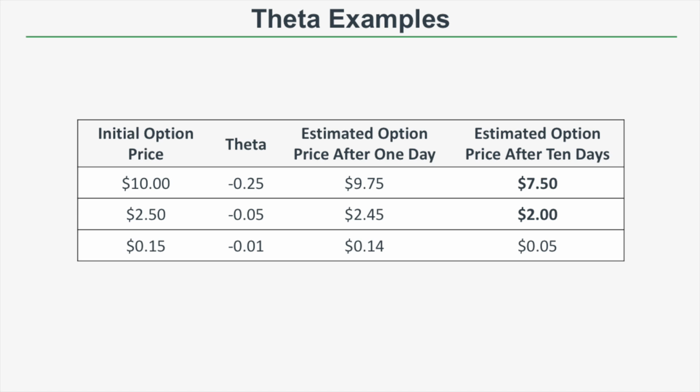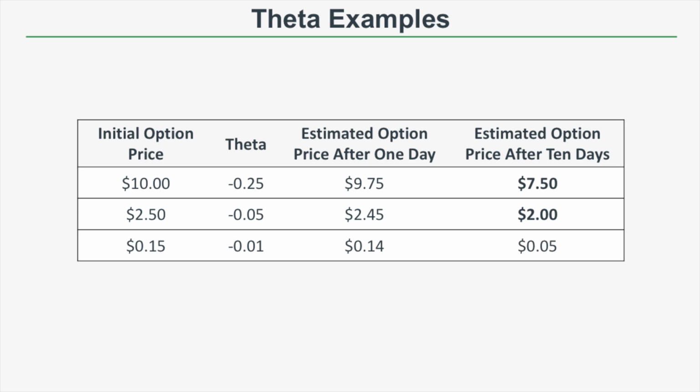Now let's say we have a $2.50 option. Let's say that options theta is negative 0.05. After one day, that option is expected to be 5 cents cheaper. So $2.50 minus 5 cents gives us $2.45. So that's the estimated option price after one day. Now, based on its current theta of negative 0.05, in 10 days the options price is expected to be 50 cents lower. So 5 cents in theta times 10 days is 50 cents. So $2.50 minus 50 cents gives us $2.